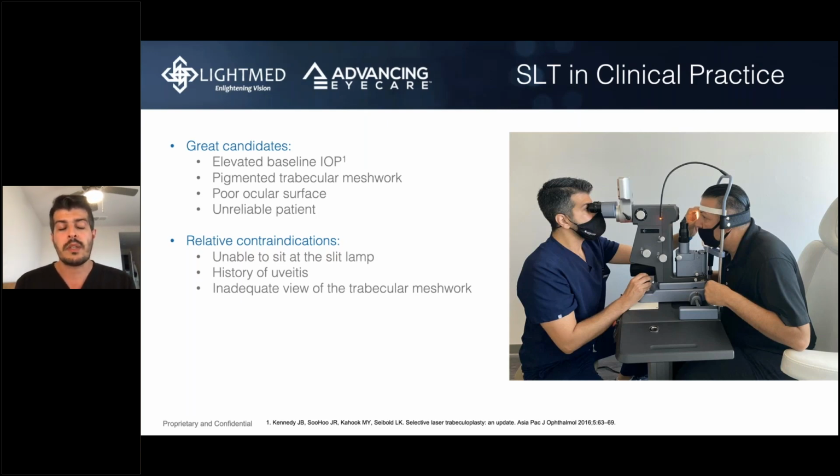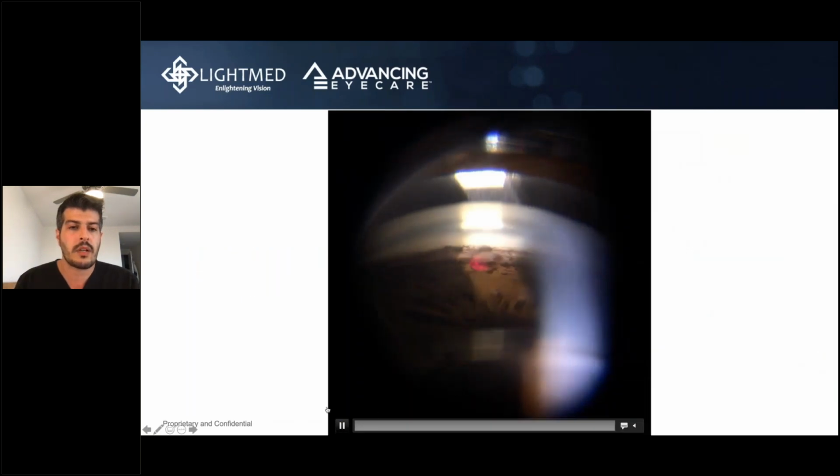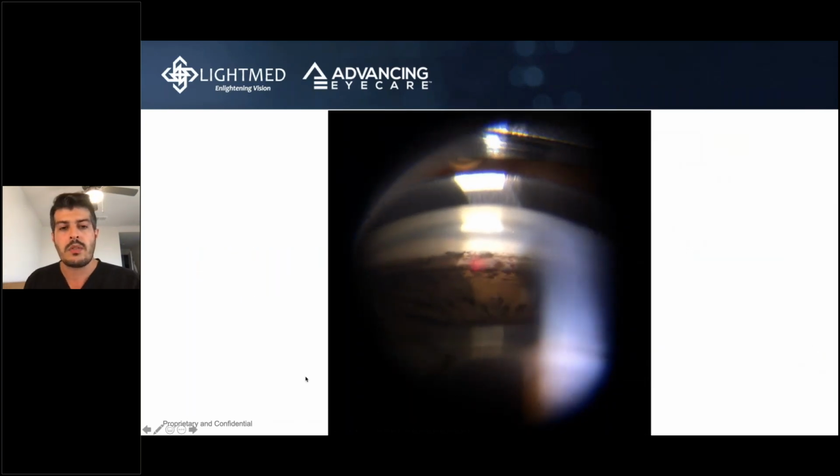And any patient that you put the gonio lens on and you just cannot see the trabecular meshwork. That's obviously crucial because you want to aim your laser beam at the trabecular meshwork. So if you can't see the trabecular meshwork, obviously you're not going to do this procedure because it's not going to be done properly. So anyone that you cannot see the trabecular meshwork should not get SLT.